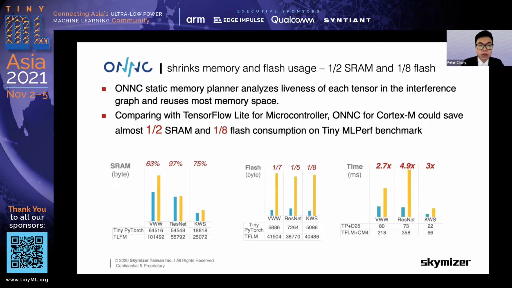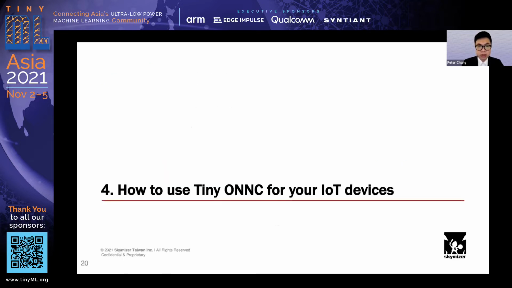Why? Because the ONNC static memory planner analyzes the liveness of each tensor in the interference graph and reuses most of the memory space. So as you can see, we use less SRAM, we use less flash, and we speed up. Actually, we speed up at the same time because we reduce unessential data movement. We use memory in a wiser way.